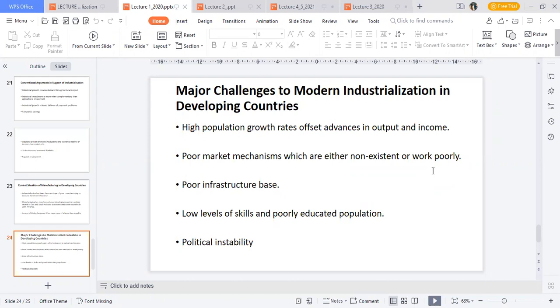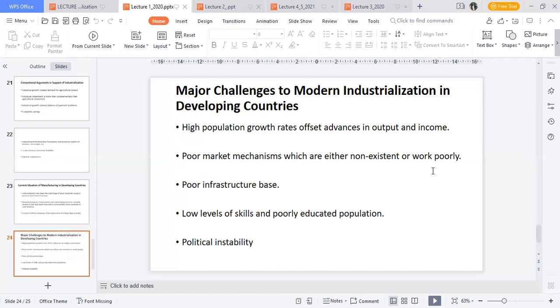Poor infrastructural base. I think this is a problem that we are all familiar with. We don't have the infrastructure to meet the conditions that will make us industrialize. We don't have the capital. We don't have the machines. We don't have good roads. You get it? All these are infrastructure based.